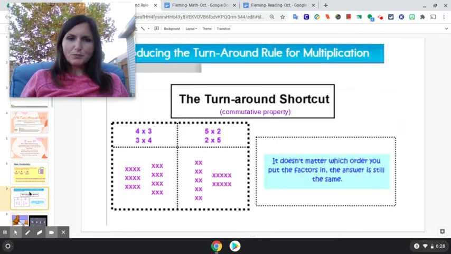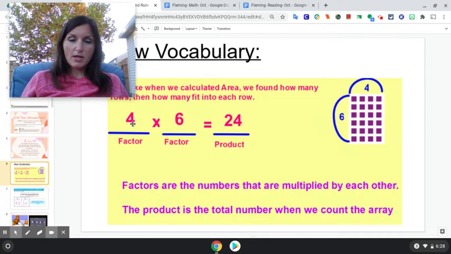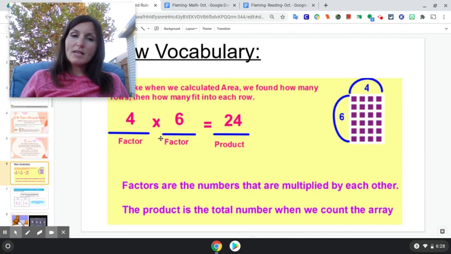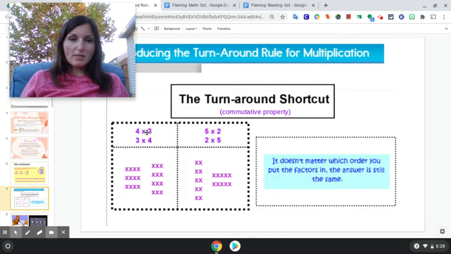Now, the turnaround rule is important because we're using these factors like 4 and 6. We're saying these factors can be turned around. So, for example, the factors 4 and 3, for 4 times 3, can be turned around and become 3 times 4. You can see here there's 3 with 4 in each. Well, here there's 4 with 3 in each. Both are going to equal the same number. They both equal 12.